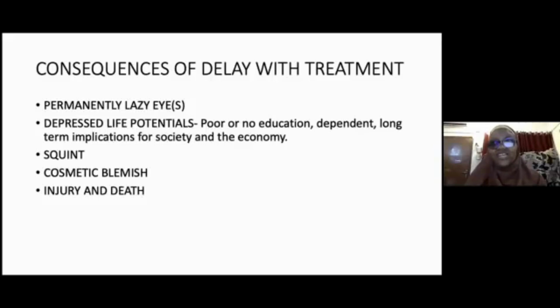Additionally, some of these diseases that cause the cataract can also give them life-threatening problems. For instance, rubella, which I said is German measles, can infect a pregnant woman and infect her unborn baby, and the baby can be born with cataracts. This baby can also be born with cardiac problems, heart problems, which might end up killing the child as well.